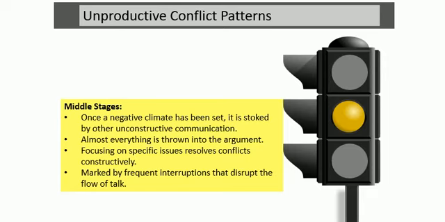You can also focus on specific issues and resolving them, rather than focusing on problems among different people. You can also focus on frequent interruptions during the dispute. You can make those persons calm and take them away from the situation by interrupting the flow of the talk. So this is the second stage. At this stage, you can still control that conflict.